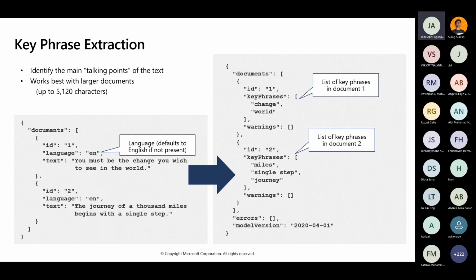So on this side, the language EN is English. And on this side, the list of key phrases, and the list of key phrases in document two. So we're going to check the key phrases. This is an example of key phrase extraction. Actually, you could do this also with Video Indexer, to extract key phrases in a certain video, which I believe in YouTube you could also do key phrase extraction.